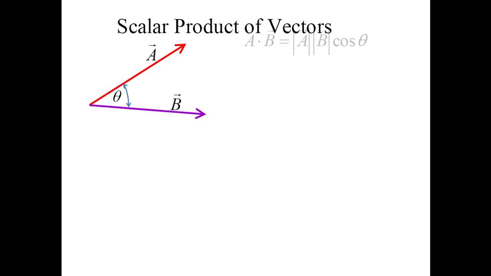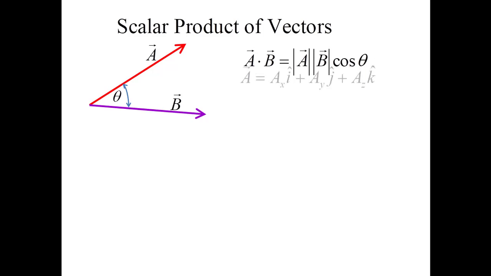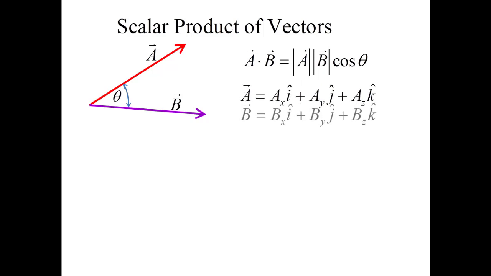The scalar product of vectors. Let us begin our discussion with two vectors A and B making an angle theta in between them. The dot product of any two given vectors A and B is defined as A dot B equal to magnitude of A times magnitude of B times cosine of the angle between the two vectors. Assume that these are the components of the two given vectors A and B.